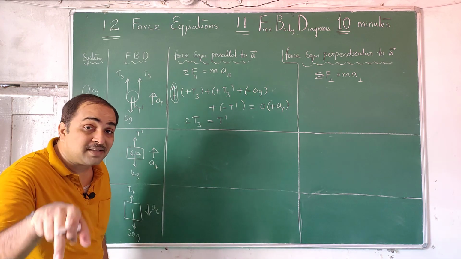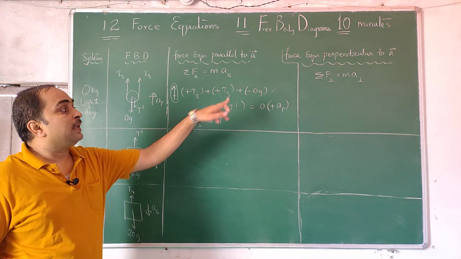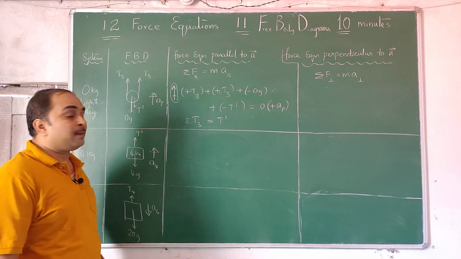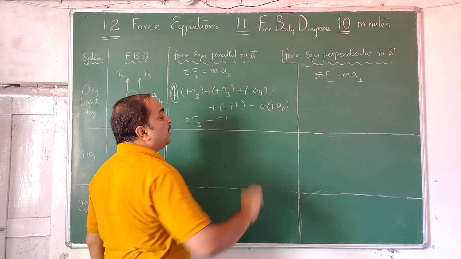But if the pulley has mass, then write that mass here. Procedure is same. Wherever zeros are there, put that mass. Say 100 grams, put this as 0.1 g. Here 0.1 g. Here 0.1 into A P.